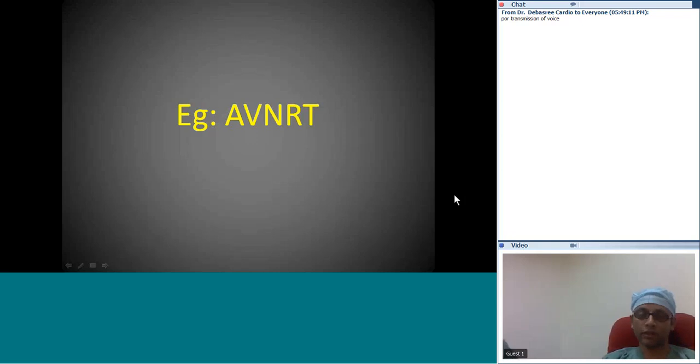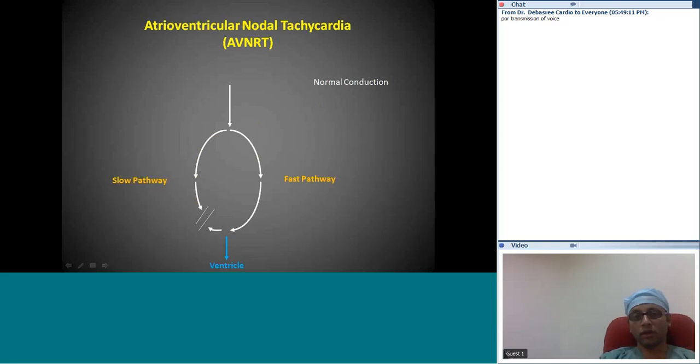So let us take an example of AVNRT. For atrioventricular nodal tachycardia, you need to have dual AV nodes. They have to have a fast pathway and a slow pathway. So normally what happens? It comes down the fast pathway. By the time it tries to go up the slow pathway, you have impulses coming antegradely here. They collide and they subside. So it comes through the fast pathway and goes into the ventricle.